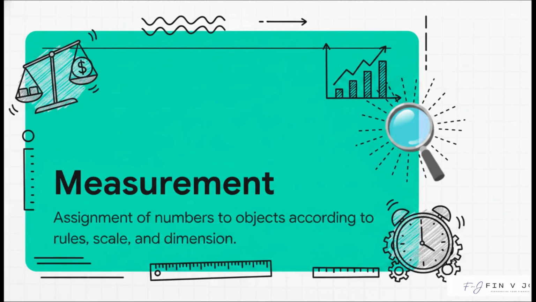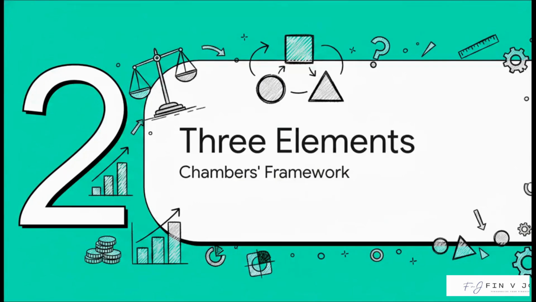Okay, a bit wordy, but notice what it's telling us. Measurement isn't just a random guess. It absolutely requires strict rules, a specific scale, and a precise dimension. You literally can't measure anything scientifically without locking those parameters in. Moving right along to Section 2, the 3 elements of measurement.